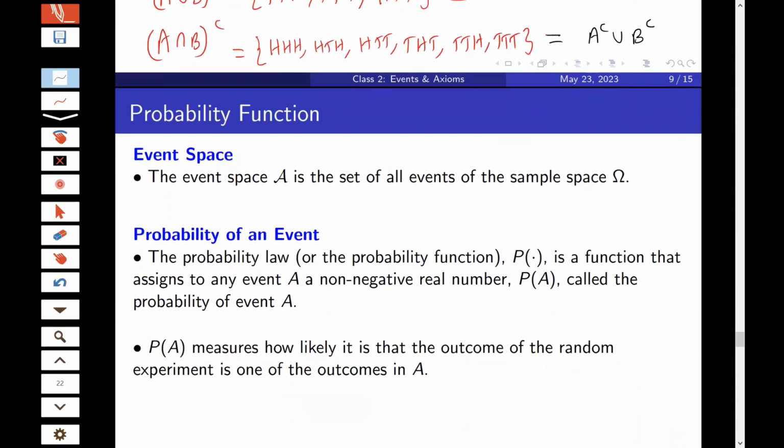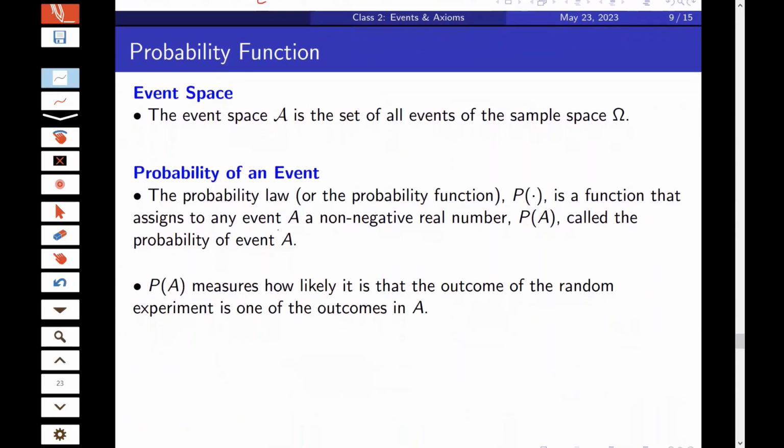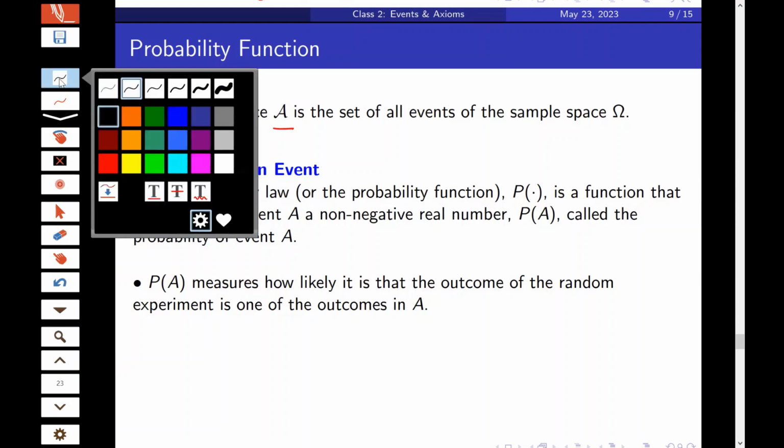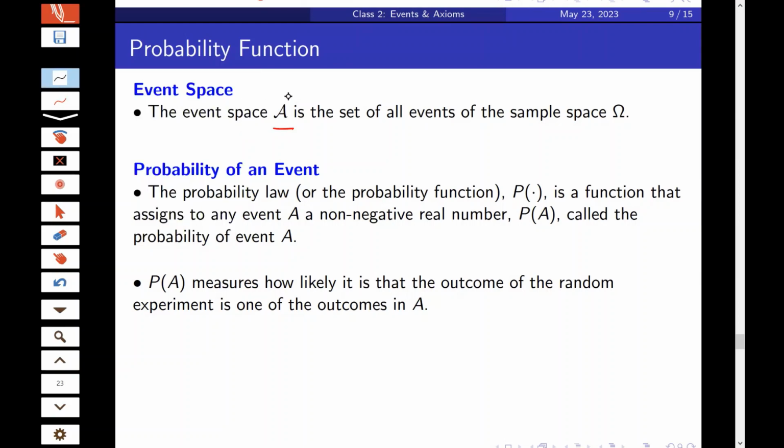Next we are going to define the probability idea for the event. In the event space, the event space is denoted by script A. So this is not just A. This is called script A, or you can say curly A.